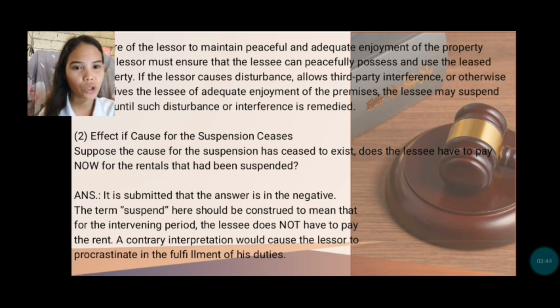A contrary interpretation could cause the lessor to procrastinate in the fulfillment of his duties.